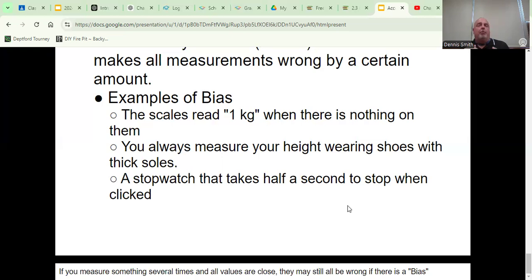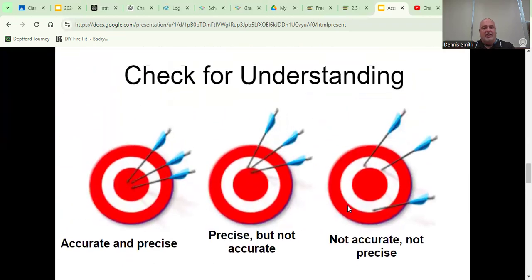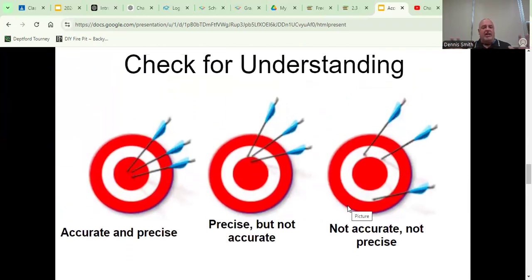So precision is dealing with the numbers as a group. Accuracy is dealing with the actual value. Where is it actually going? Where's the arrow going on the target? Where is the number that you've measured in relationship to the actual value itself? So that's accuracy and precision. And like I said, this is the easiest way to look at it and understand it.